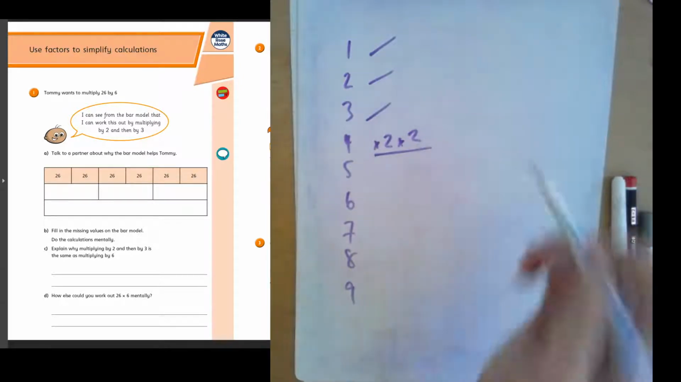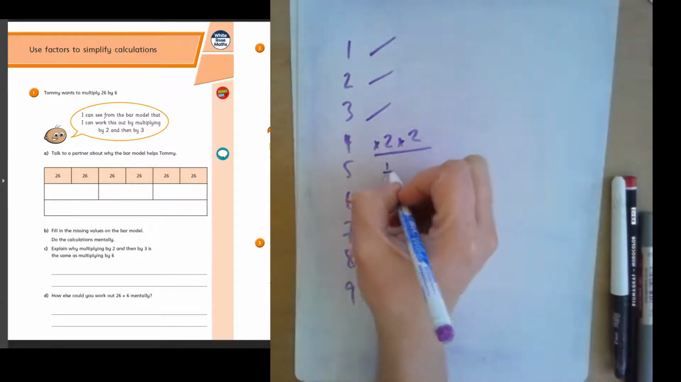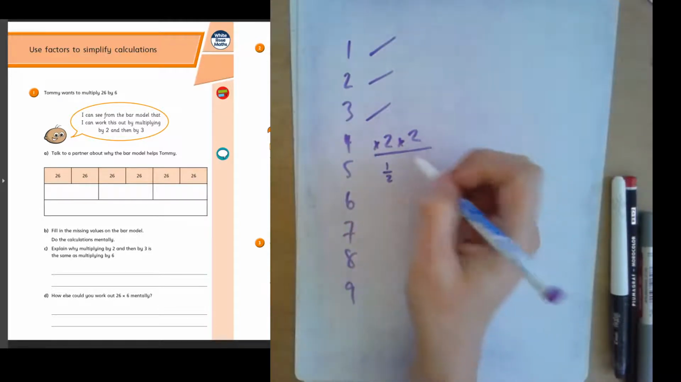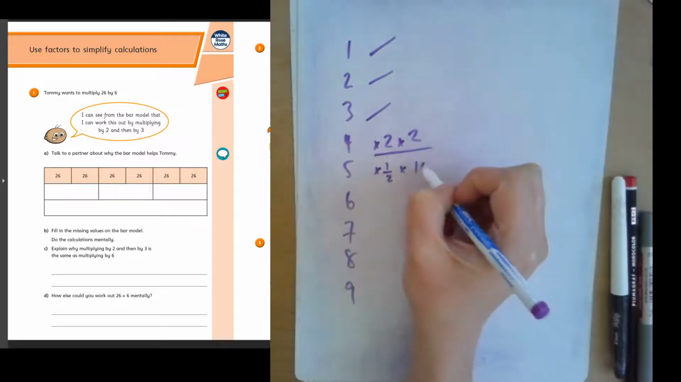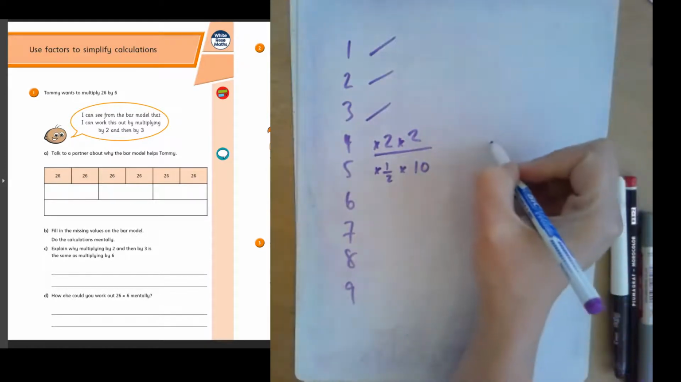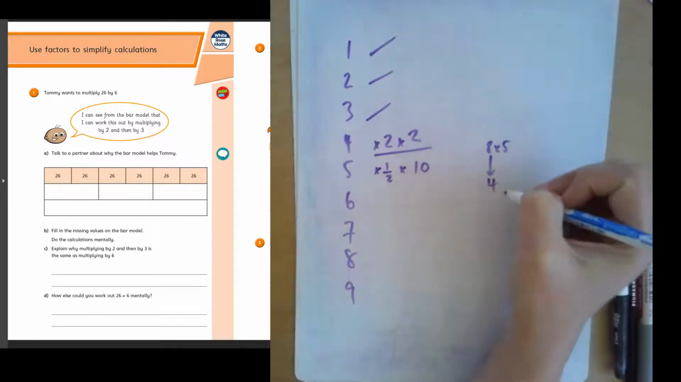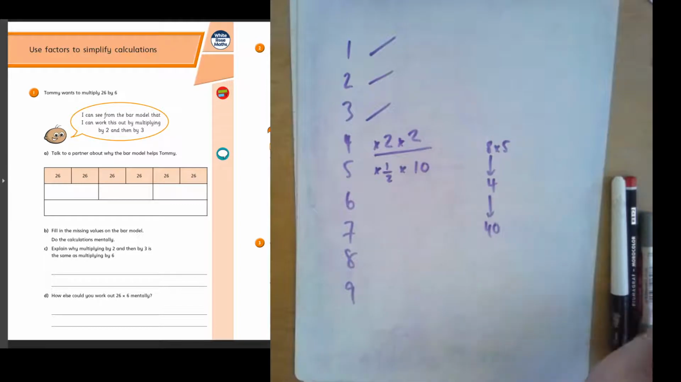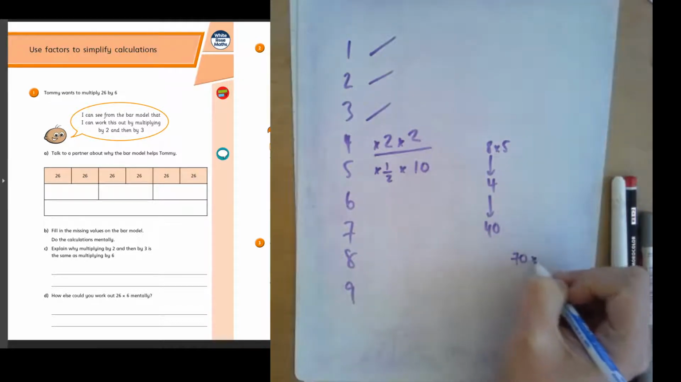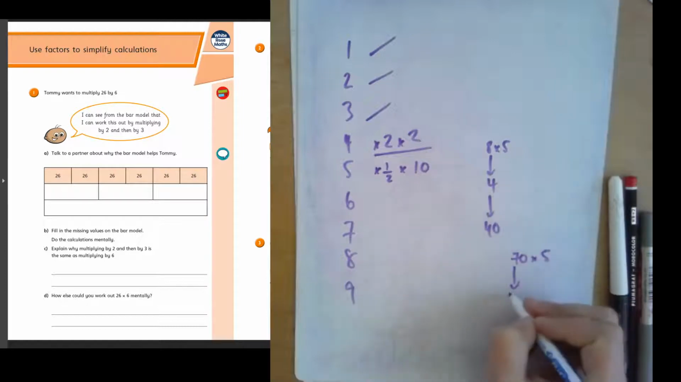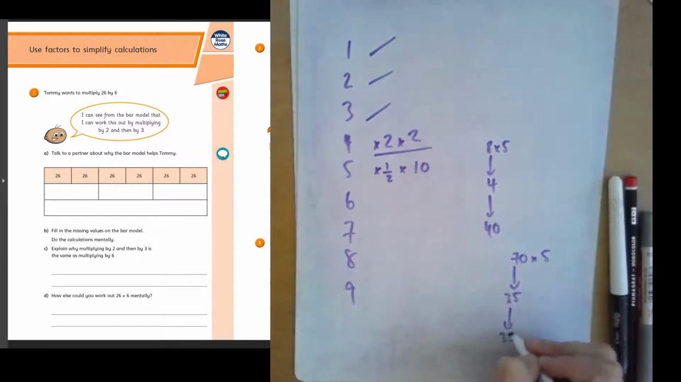For 5, what I usually do is I will initially half the number that I have, and then I will multiply it by 10. Okay, so say if I wanted 8 times 5, I would say, well, 8, half it becomes 4, times by 10, it becomes 40. Okay, what if I had 70 times 5? Then, well, 70 divided by 2 is 35, and times by 10, which is 350. Okay, so it's a nice, easy way of just working out the 5 times table without having to use a calculator.